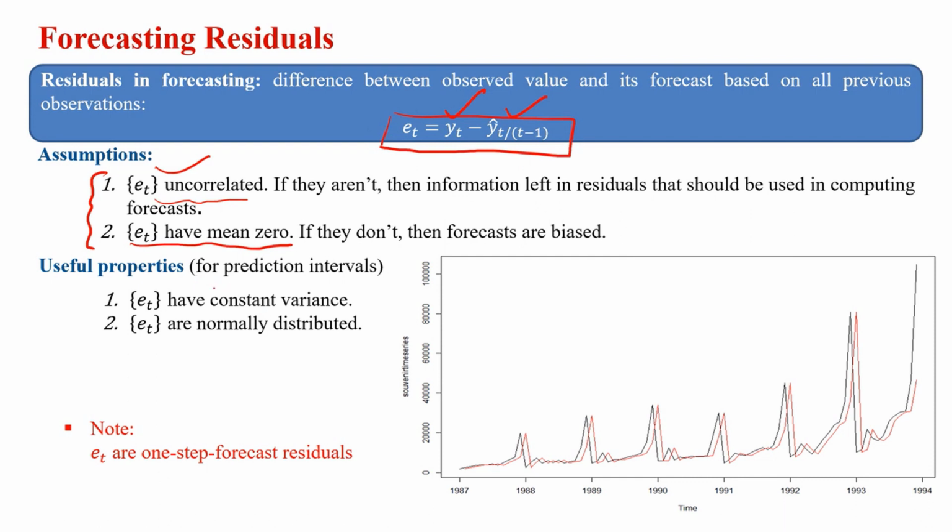Whereas the useful properties of the prediction error, when we are forecasting the values, are that the error variance remains constant, and the errors follow the normal distribution. As we are showing over here, this is a one step forecast ahead. Okay, a one step forecast residual means the one time period ahead forecast error.